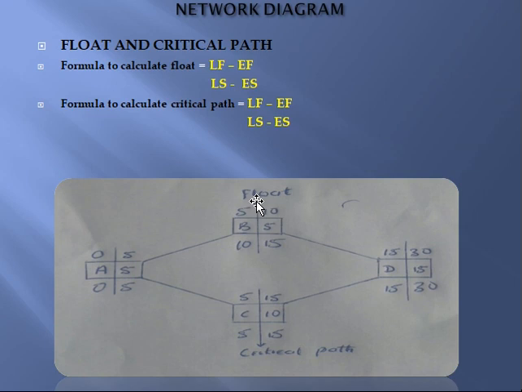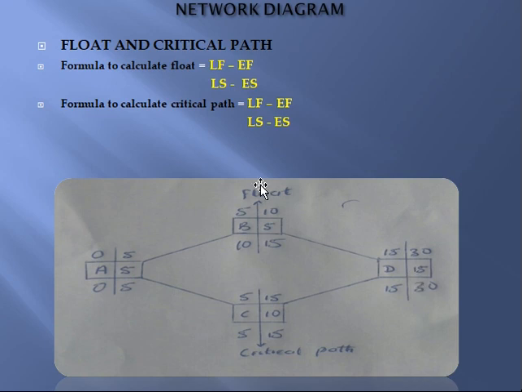You understand? If you come to activity C and you do the same thing, 15 minus 15, you get 0. 5 minus 5, you get what? 0. Then also if you come to activity A, 5 minus 5, 0. 0 minus 0, 0. So for activity A, you have 0. For activity C, you have 0. For activity D, you have 0. Then for activity B, you have 5.